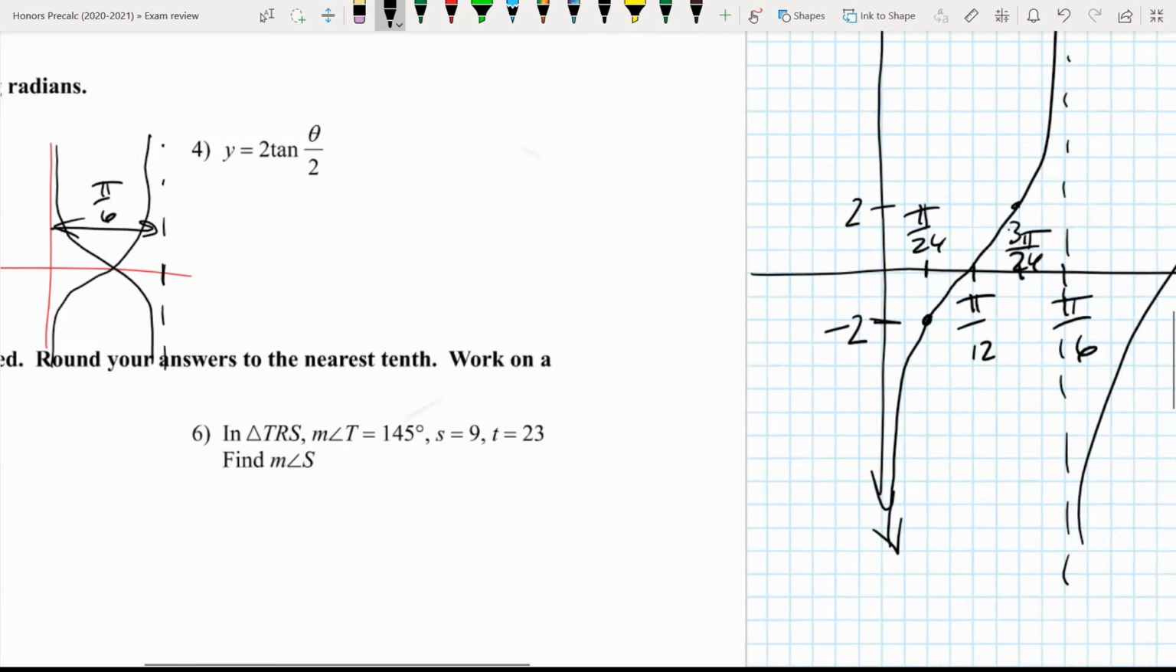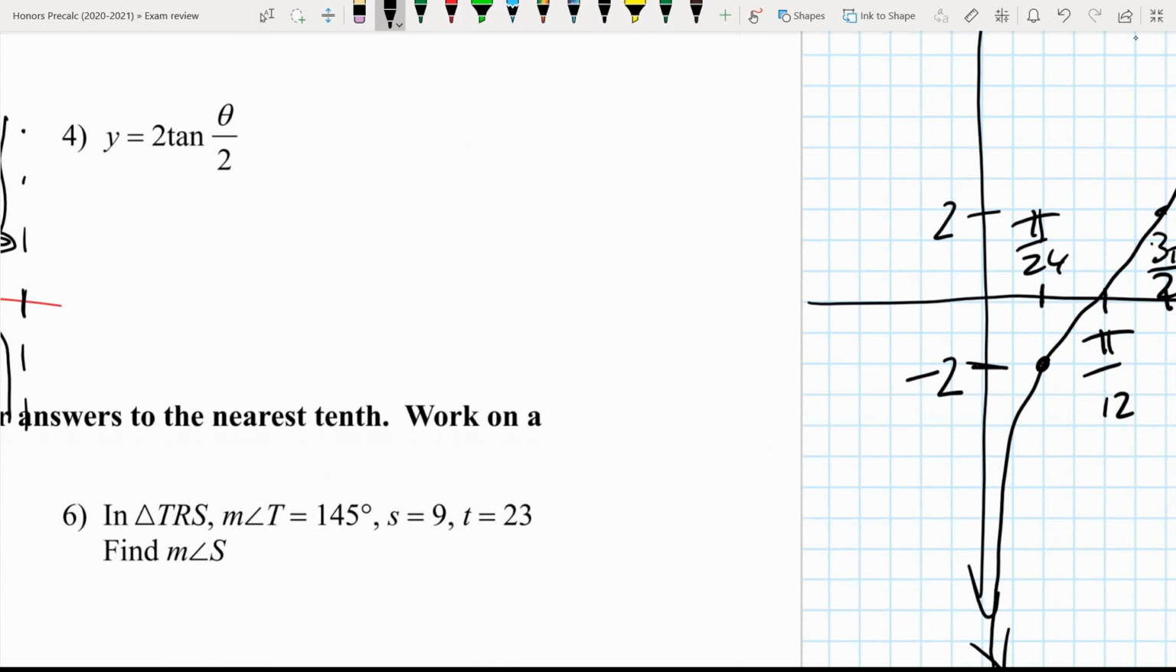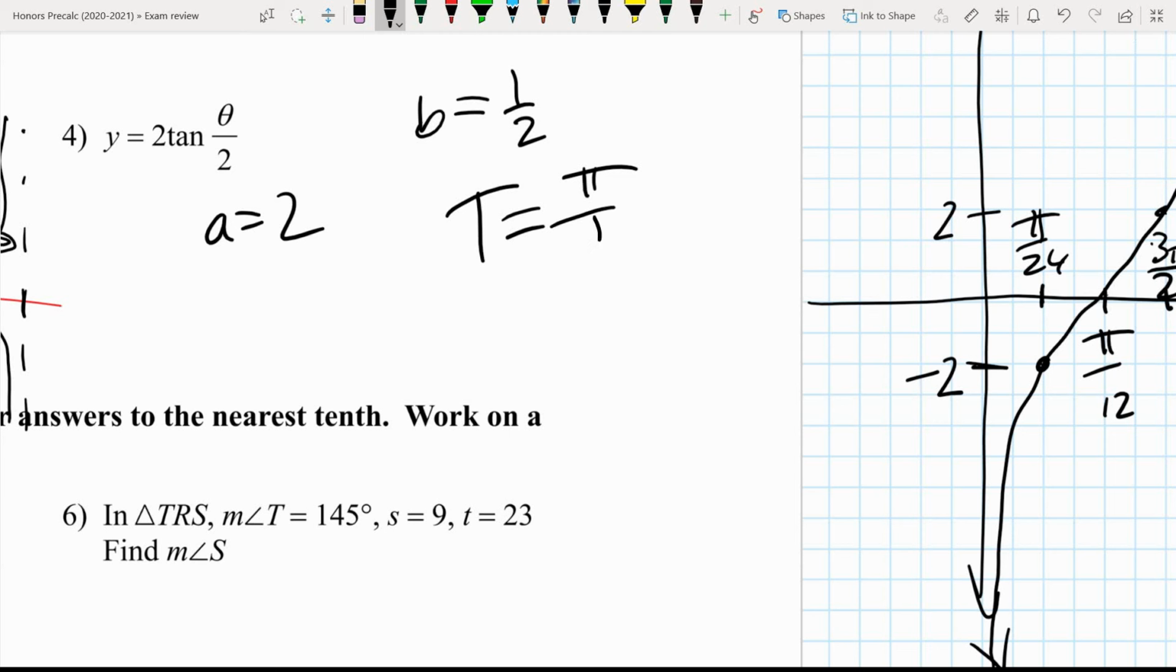The second one over here, number 4, we have tangent. So we have an amplitude of 2. It's not going to flip or anything. You can see our B, since it's over 2, it's actually 1/2. So the period is going to be pi over 1/2, which gives us that 2 pi period again. Remember, tangent is centered at the origin, so that means for 2 pi I need to go negative pi to the left, and a positive pi to the right of the center for this thing to be graphed properly.